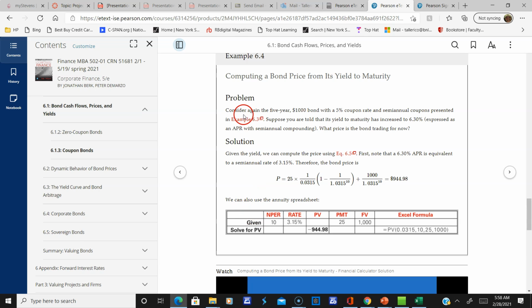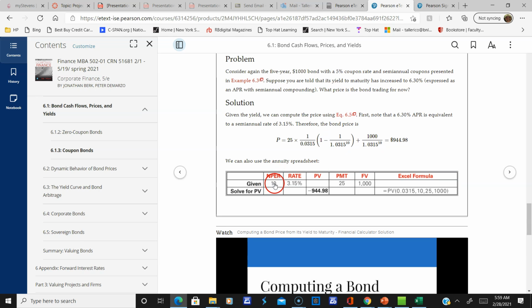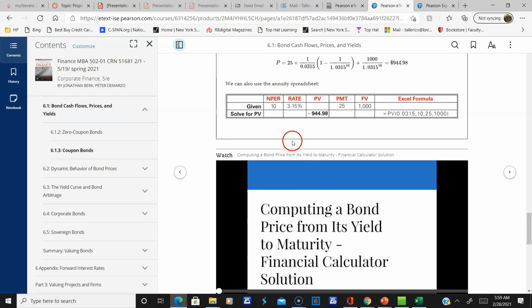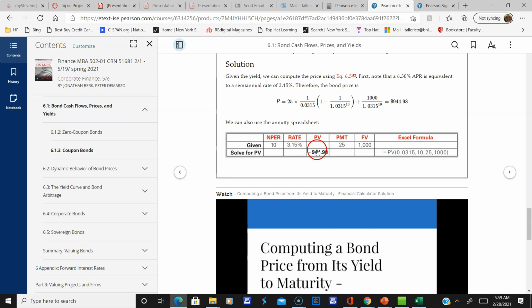Here they show you how in this problem the 5-year $1,000 bond. Okay, that's the term, right? The maturity is 5 years. This is the par value, and here's the coupon rate. So you'll get $50, but it's semi-annual, so you will get $25 every 6 months. And the question is, what price is the bond trading for now? You could either use this equation or plug in here 10 periods, 3.15%, right? Remember that's 6 months, so this is 6.3%, so you take half of that. Here's the payment. Here's the future value. It's 6-month periods, right? So there's the price. That's what the current bond is trading for.